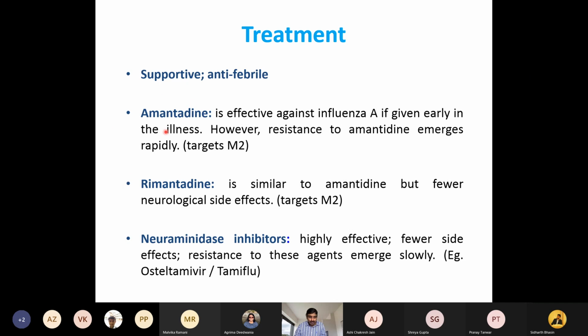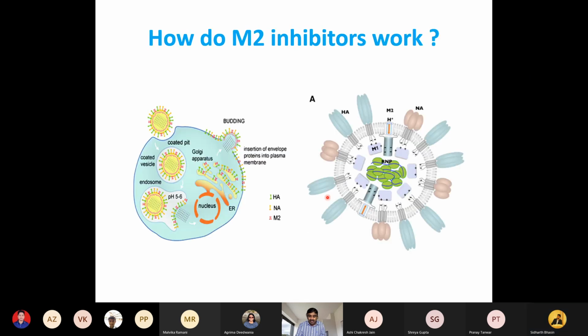There are 2 or 3 antivirals. 2 of them, the first 2 here, amantadine and rimantadine, target the M2 protein. What is the function of the M2 protein? Anybody recalls? Guys? Sir, uncoating of virus in the endosome. Uncoating of the virus. Okay.